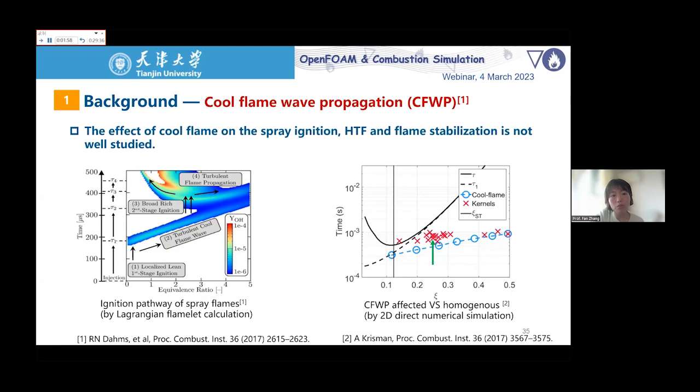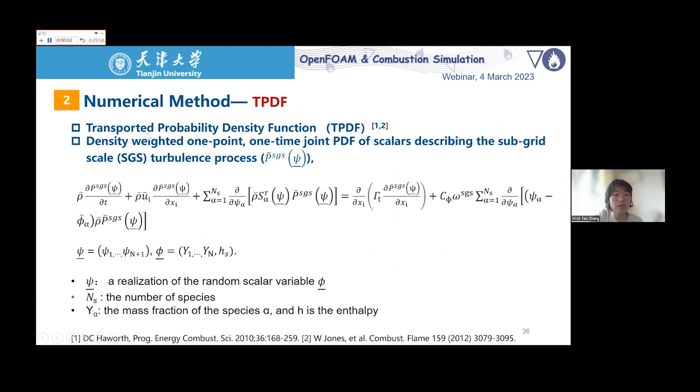So what we want to do is use the 3D large eddy simulation with an advanced combustion model to see the effect of the cool flame on spray ignition, high temperature flame, and flame stabilization. So here we choose the transported probability density function, TPDF, method. Here it shows the density weighted, one-time joint PDF of scalars to describe the subgrid turbulence process. The psi is a vector, which is a realization of the random scalar variable phi. And phi is a combination of all of the species and the entropy, because in OpenFOAM reacting flow, they use the entropy in the energy equation. And here NS is the number of species.